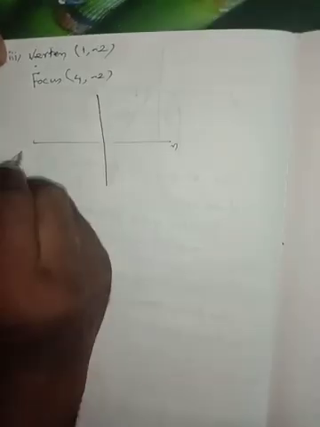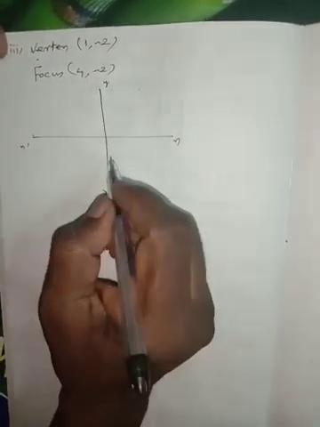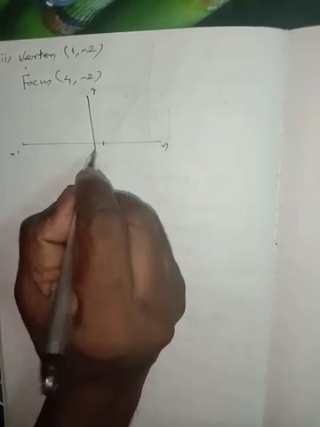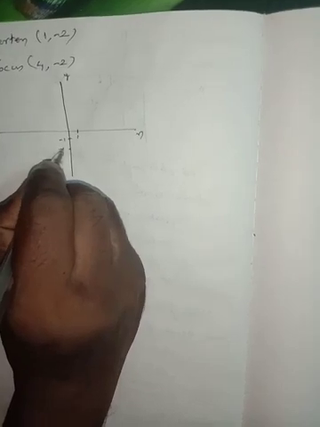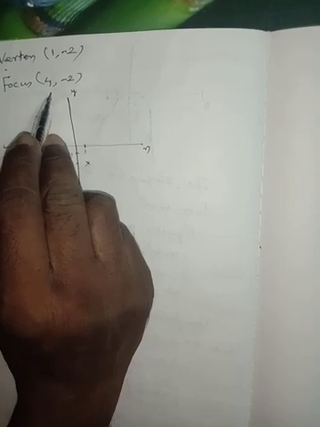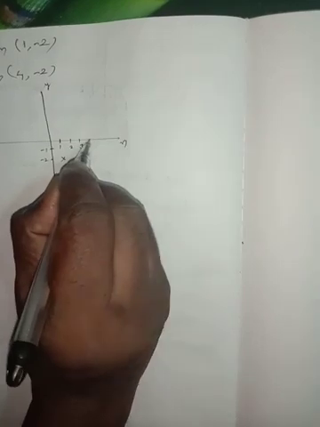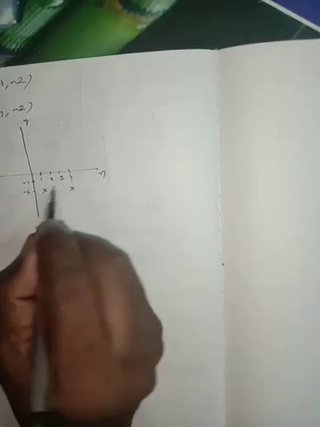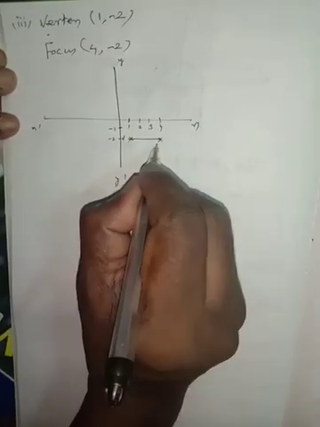X dash, y dash. First, (1, minus 2): 1, minus 1, minus 2. This is the vertex. Focus (4, minus 2): 2, 3, 4. Join vertex and focus. This is P, this is F.